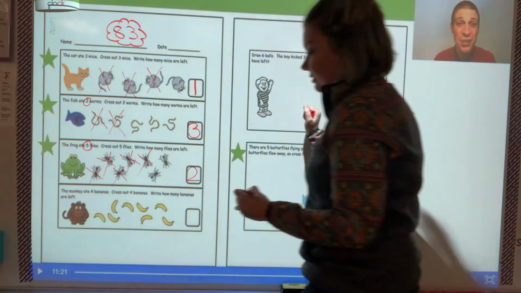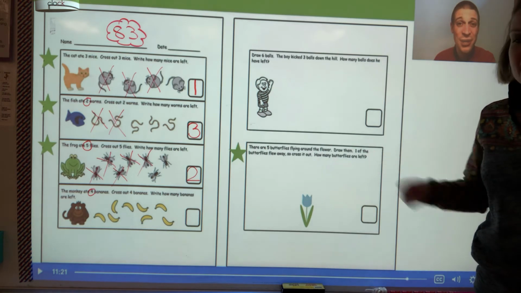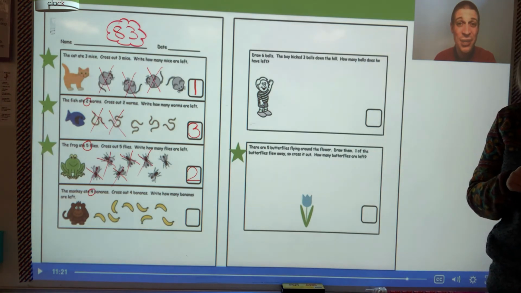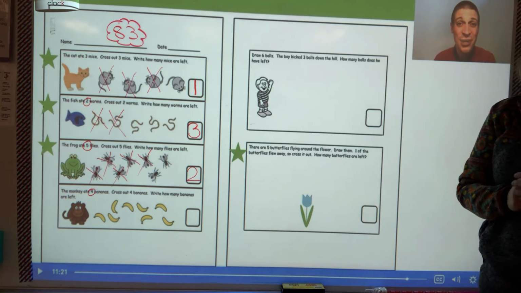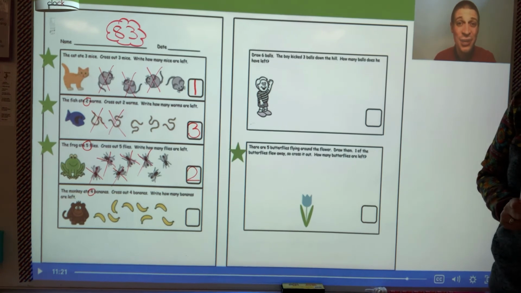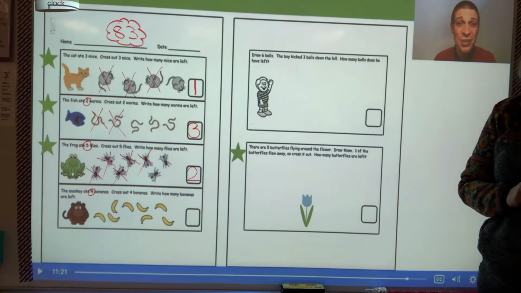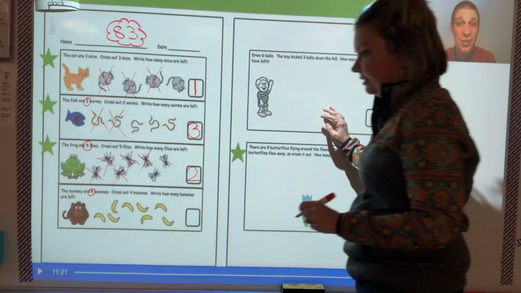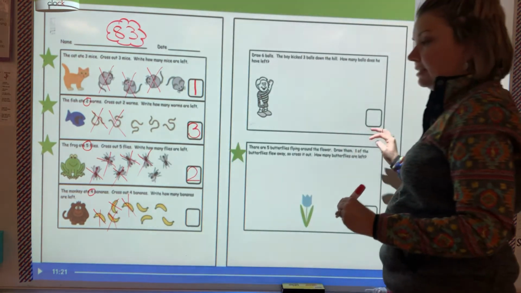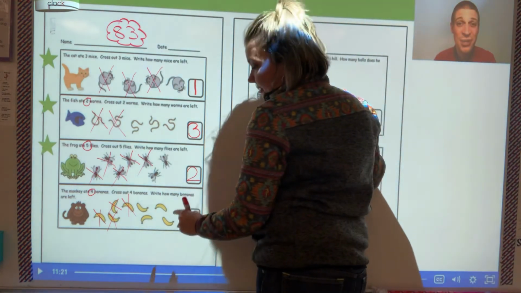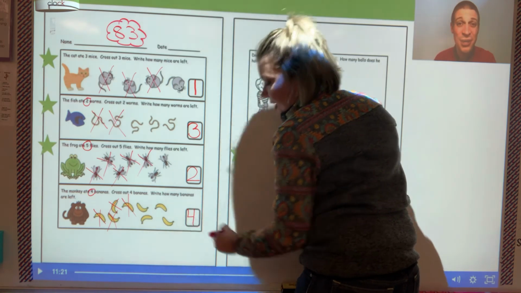The monkey ate 4 bananas. Write how many are left after the monkey ate 4 bananas. Show it and write how many are left. So if the monkey ate 4, I'm going to cross out 4 bananas. How many are left? 1, 2, 3, 4. 4 bananas are left.